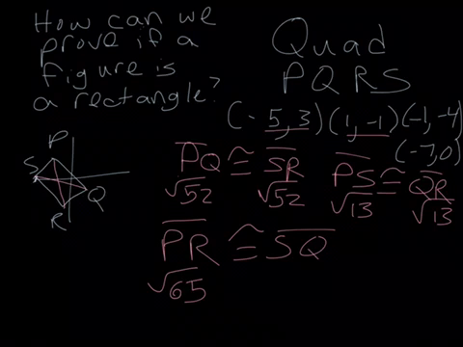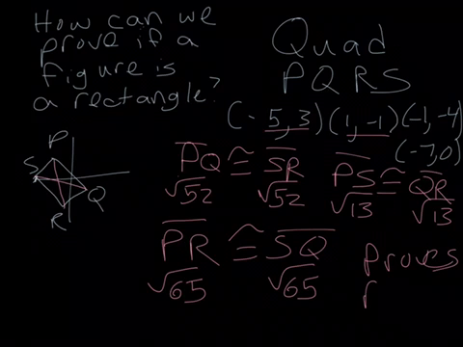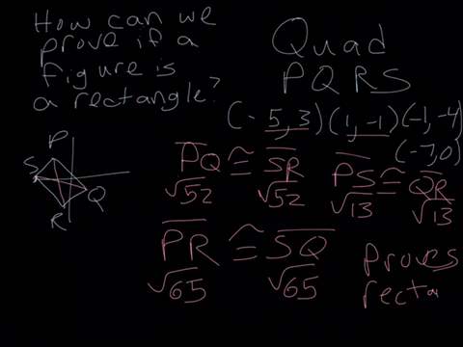And if you need the distance formula, look back in your notes for it. But PR would be the square root of 65, and SQ is also the square root of 65. So since I've proven opposite sides congruent and diagonals congruent, now I have proven it's a rectangle. So that proves that it is a rectangle. Squish that in there.